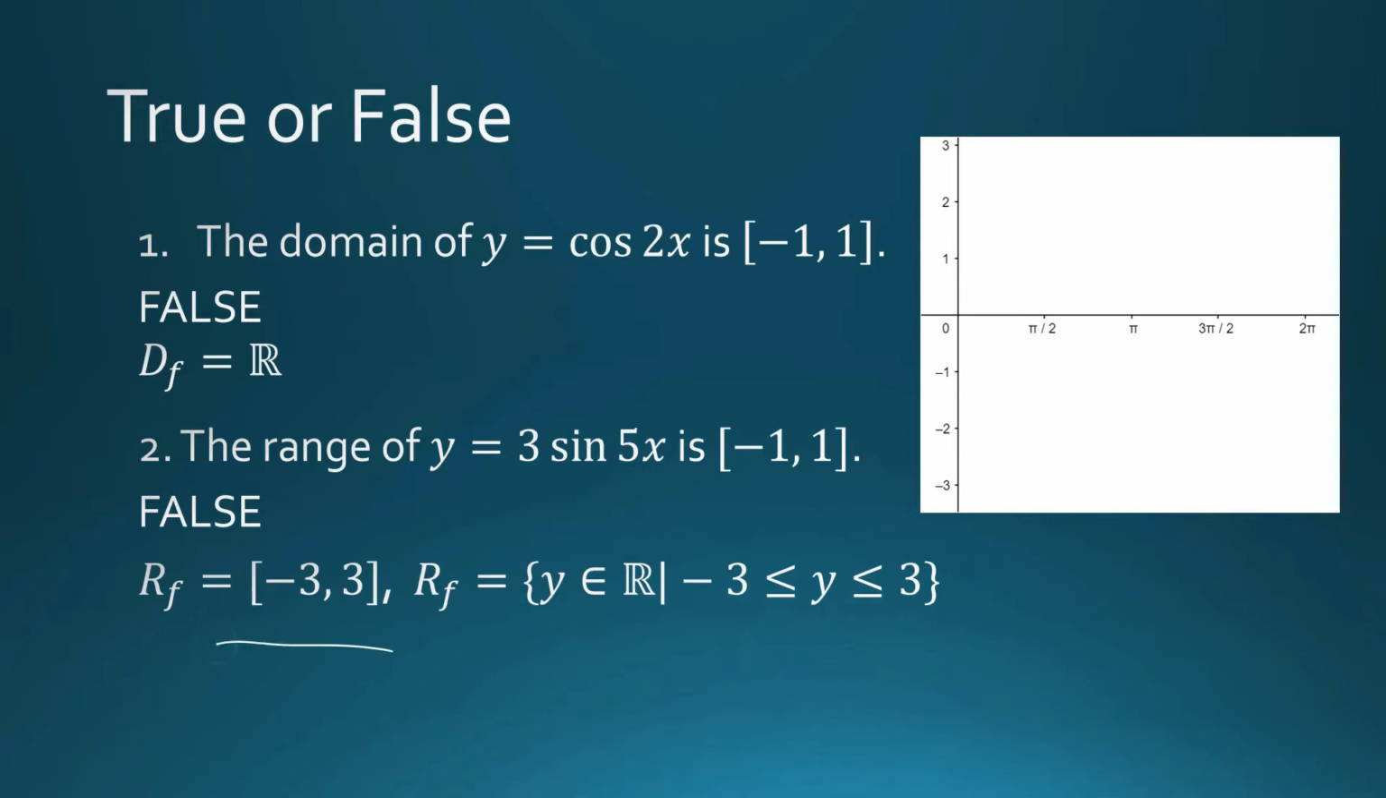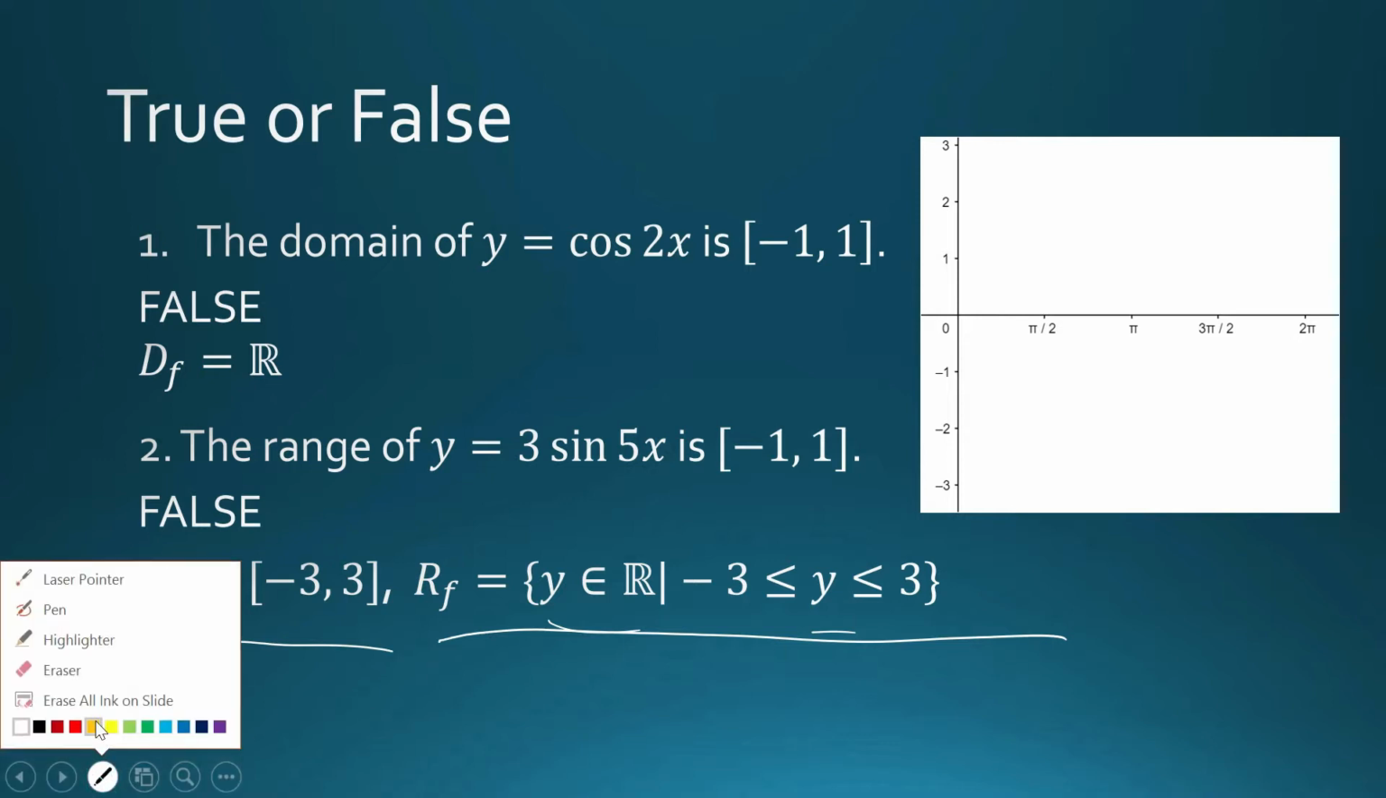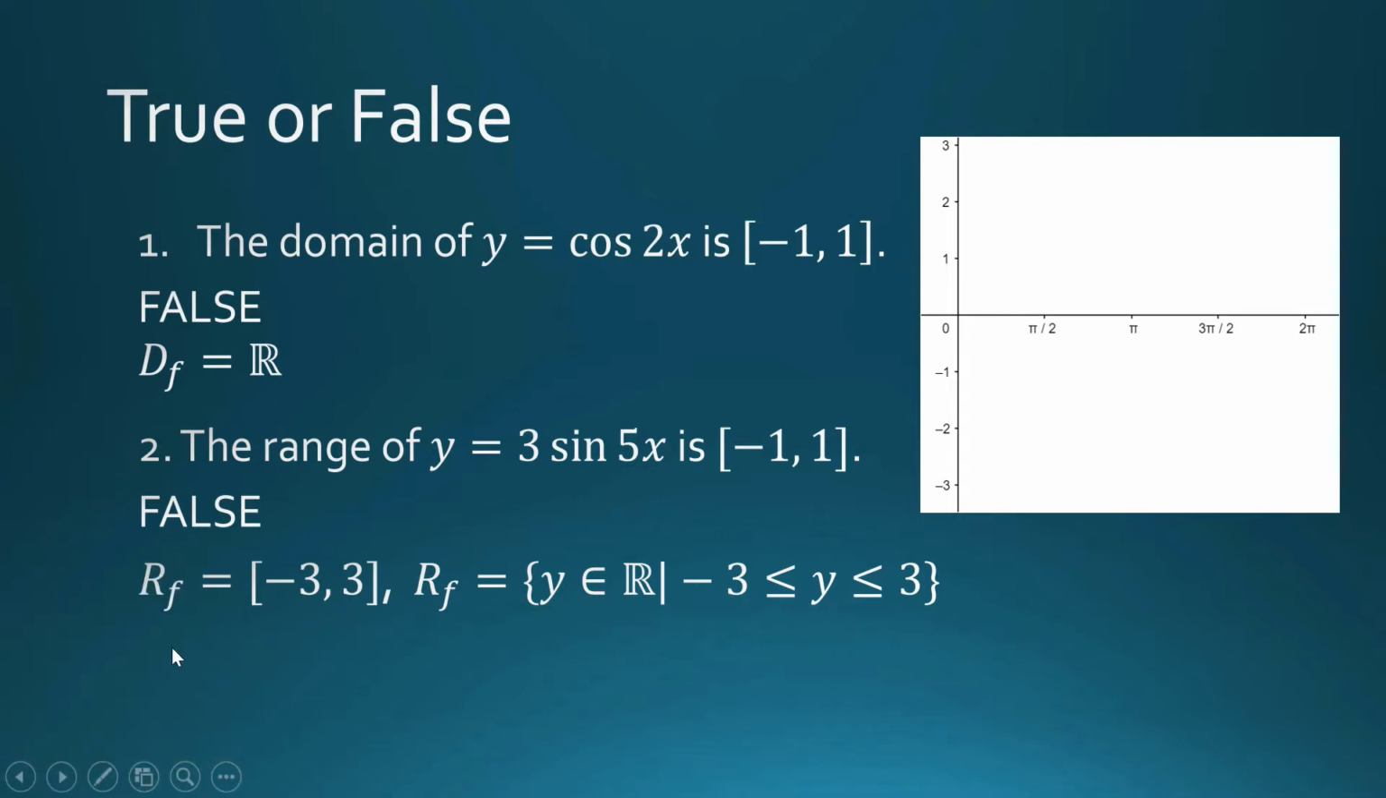This is how you write it in interval notation. In set builder notation, this is how you write it. The range of our function is the set of real numbers y such that y is greater than or equal to negative 3 but less than or equal to positive 3.